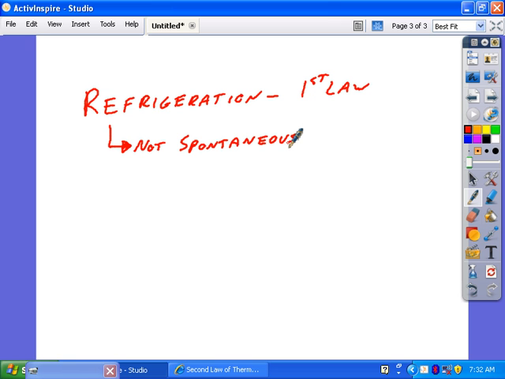All right, it is not spontaneous. We cannot just let it happen. There has to be work done. Because it is not spontaneous, you need work. All right. So, those are all of the situations in the second law that you will have to deal with.